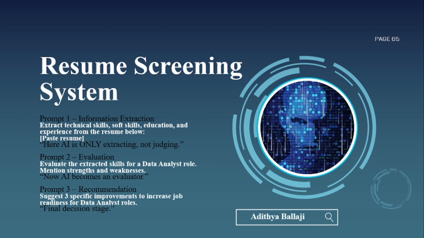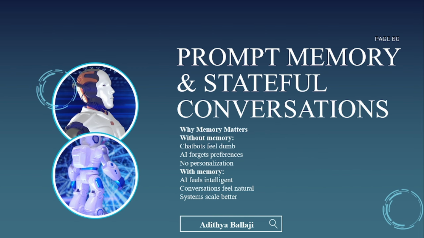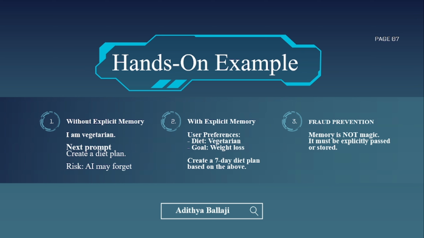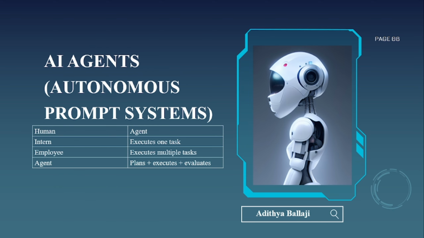Then we took an example of resume screening. Then the prompt memory and stateful conversation. There are two types of memory: short-term memory and long-term memory. Here we took an example of user preference, and then we also studied AI agents. Basically an AI agent is nothing but you have a prompt, you have a memory, you have a tool, and you have a decision loop. So until your task is executed, it will keep on running.